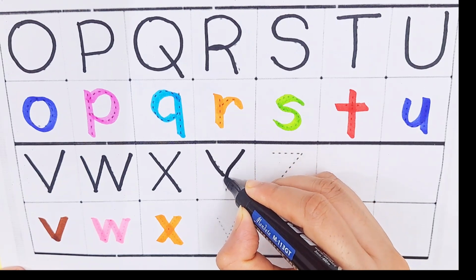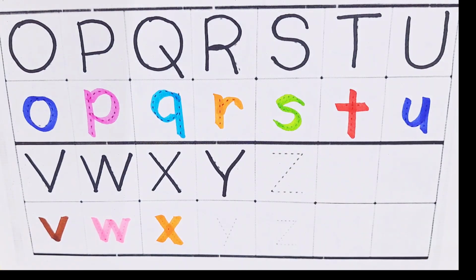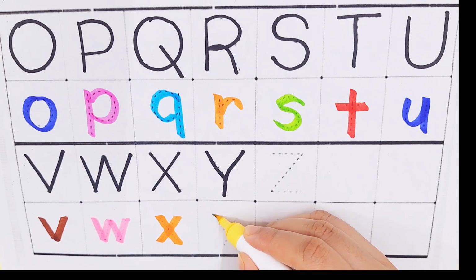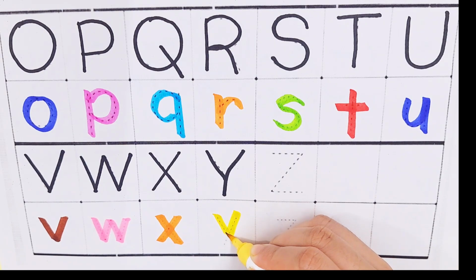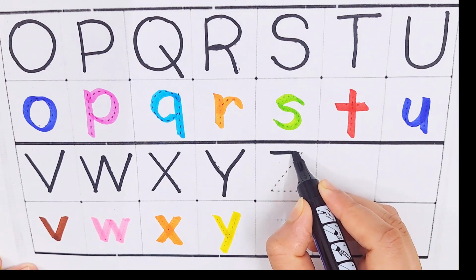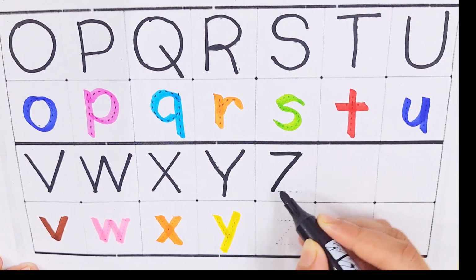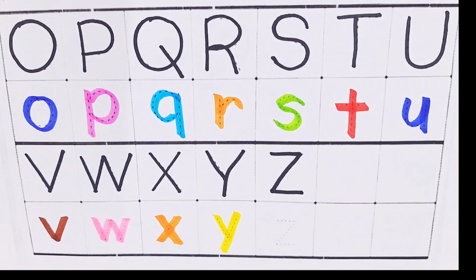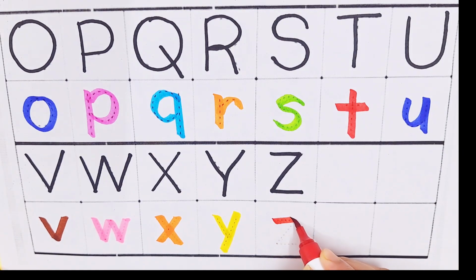Y for yak. Y for yo-yo. Z for zipper. Z for zero.